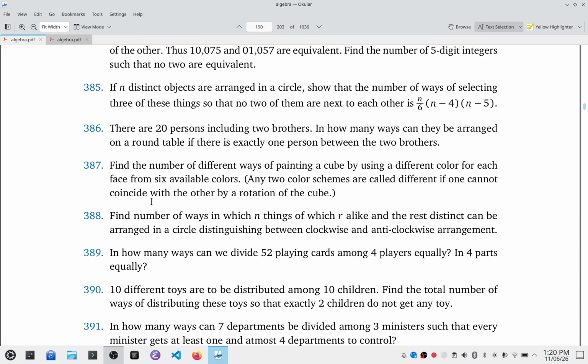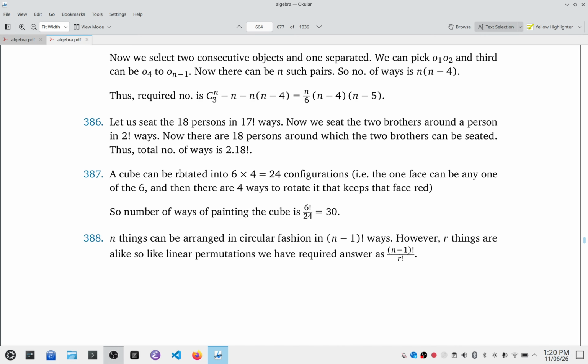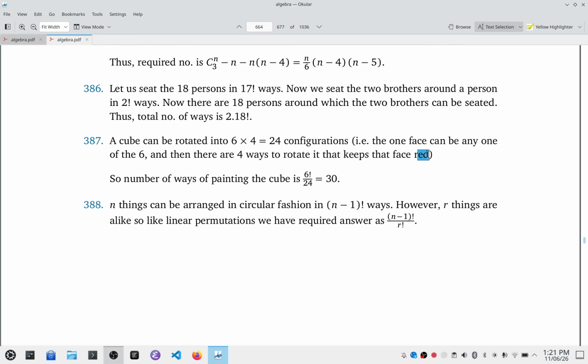Question 387 says that find the number of different ways of painting a cube by using a different color for each face from 6 available colors. Any two color schemes are called different if one cannot coincide with the other by a rotation of the cube. So a cube can be rotated into 6 multiplied by 4, 24 configurations. That is, one face can be any of the 6 and then there are 4 ways to rotate that keeps the first face same. So number of ways of painting the cube is 6 factorial divided by 24, that is 30.